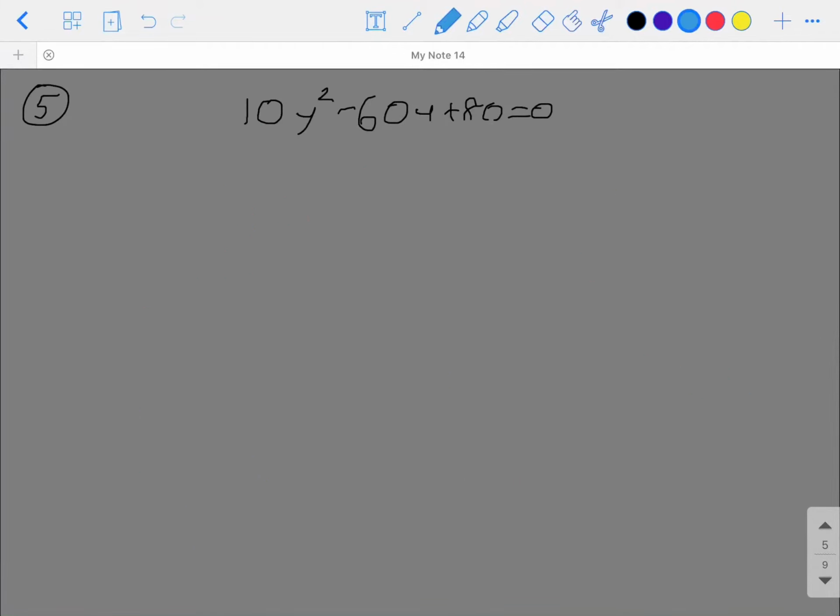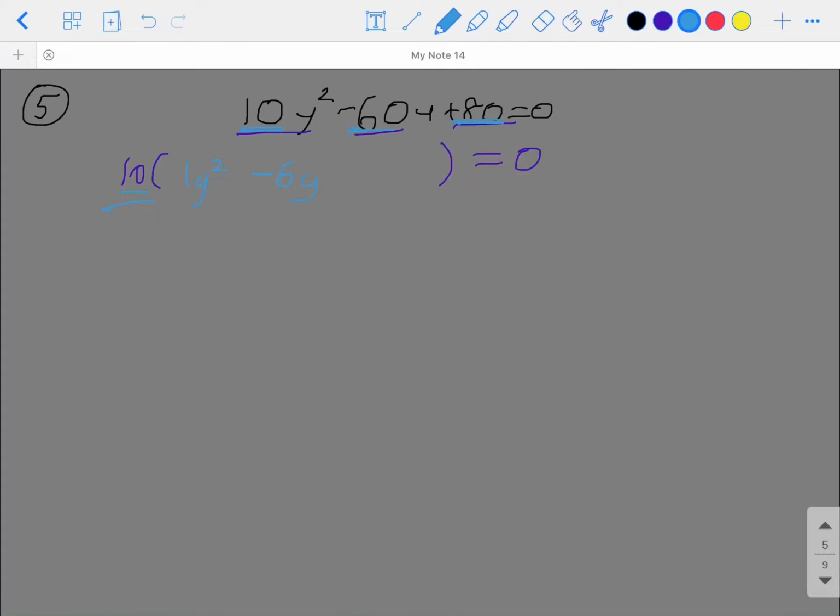Question number 5. 10, 60, 80. There's a common factor of 10 that exists in all three terms. So I'm going to pull out the 10 and rewrite everything else that we haven't touched inside. 10 divided by 10 is 1, so 1y squared. 60 divided by 10 is negative 6y.